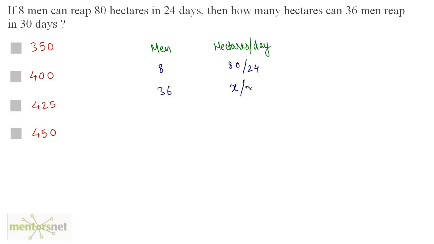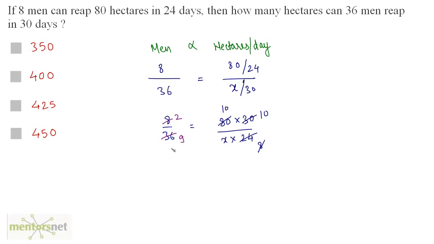Per day will be x by 30, as 30 days is given to us. Now, when you increase the number of men, the hectares per day reaped will also increase, right? More men will reap more. So this is a direct proportion, so we can directly equate them. So 8 by 36 is equal to 80 times 30 by x times 24. So 3 times 10 is 30, 3 times 8 is 24, and 8 times 10 is again 80. Now 4 2s are 8 and 4 9s are 36.